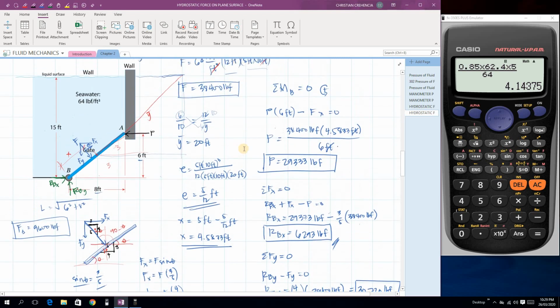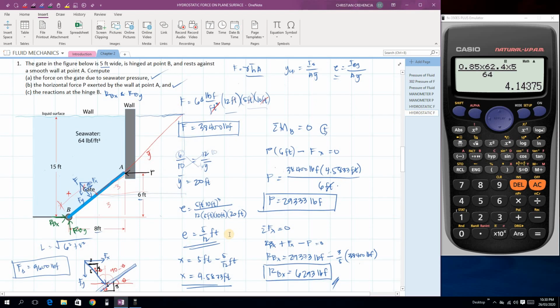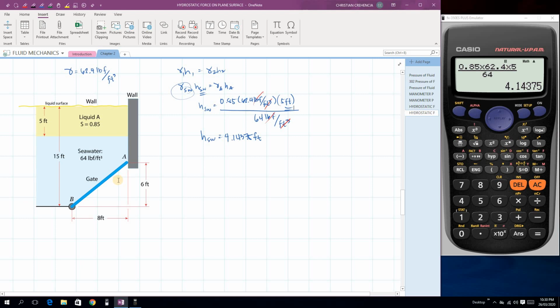So, same problem, pero hindi na natin kukunin yung force P and yung reactions natin sa point B. So, same procedure lang naman. Ang importante is makuha natin or ma-locate natin yung center of pressure natin. Okay. Yung location nitong total hydrostatic force F. So, ngayon, kinonvert na natin tong liquid A sa equivalent height niya ng seawater. So, assuming na ito na yung height natin, yung bagong height.